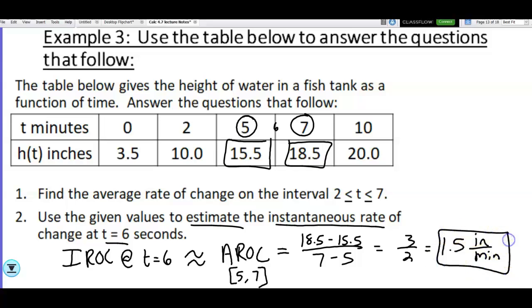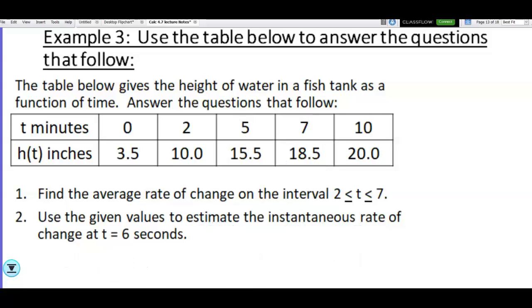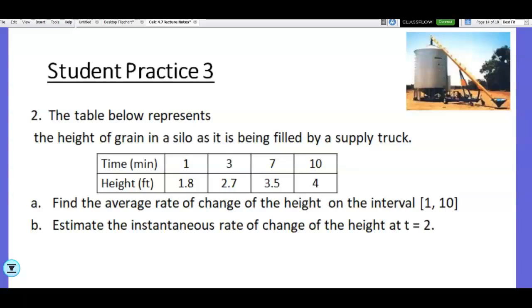So even though we don't really know how fast the water is increasing at t equals 6 exactly, we can estimate that it's increasing at a speed pretty close to 1.5 inches per minute, because 5 and 7 are the 2 time values that are closest to the actual value we want. So that's a very common AP question. All right, so that being said, let's have you try a problem like that. Go ahead and pause the video and try both of these, and when you unpause it, you'll see the solution.